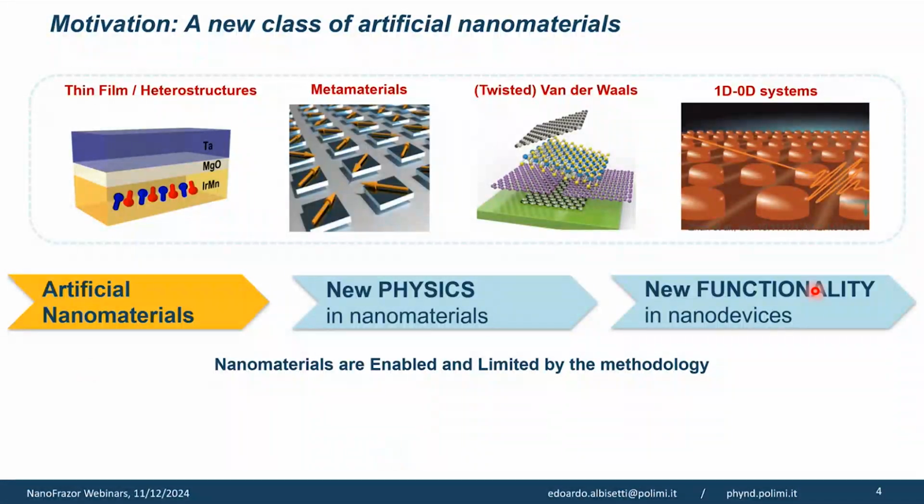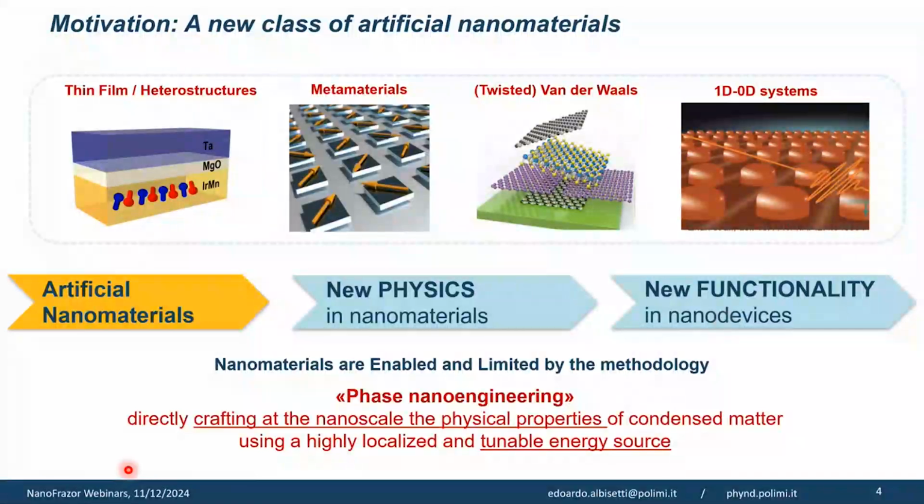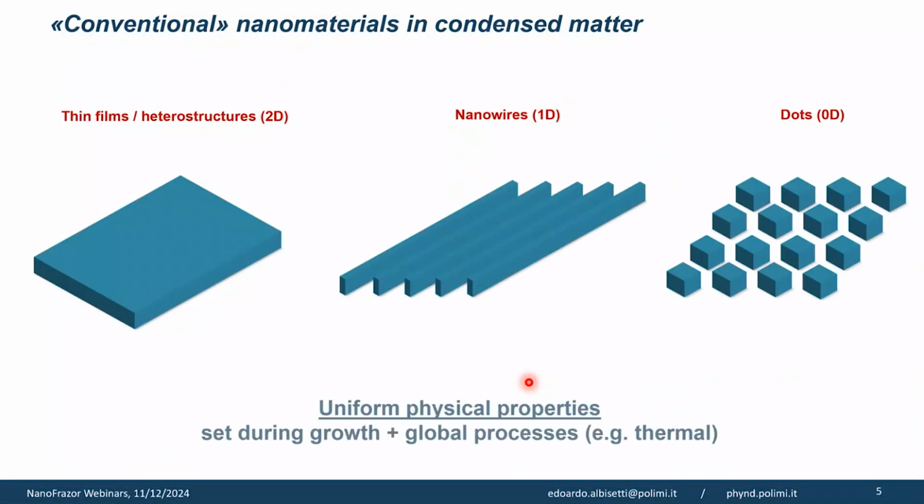And so what we sought out to do some time ago is to try to explore a new possibility, that is, to directly control the physics of material at the nanoscale by delivering energy in a local way on the material for triggering physical or chemical transformations. And of course, the starting point of the material are, let's say, conventional nanomaterials, such as thin films, for example.